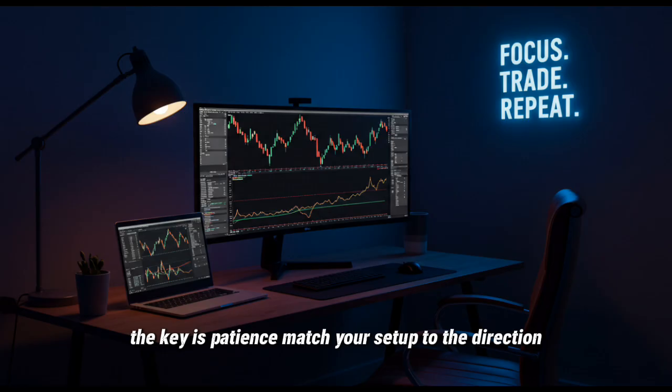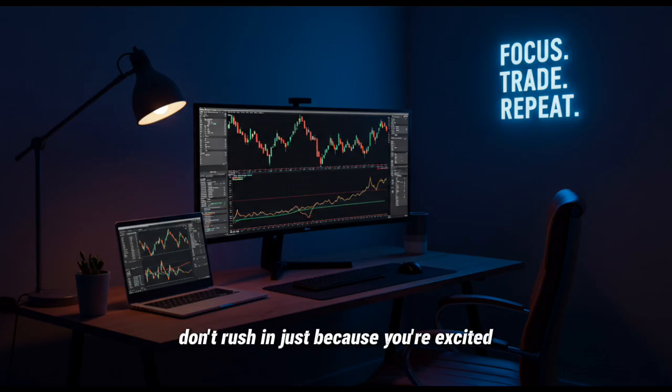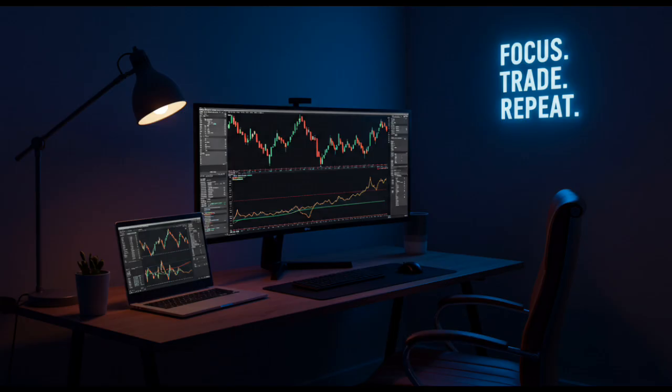Match your setup to the direction. If the market's rising, look for buying opportunities. Don't rush in just because you're excited. Wait for the market to signal it's ready, like waiting for that tug on your fishing line. Good things come to those who wait. But hold up, don't jump in just yet.